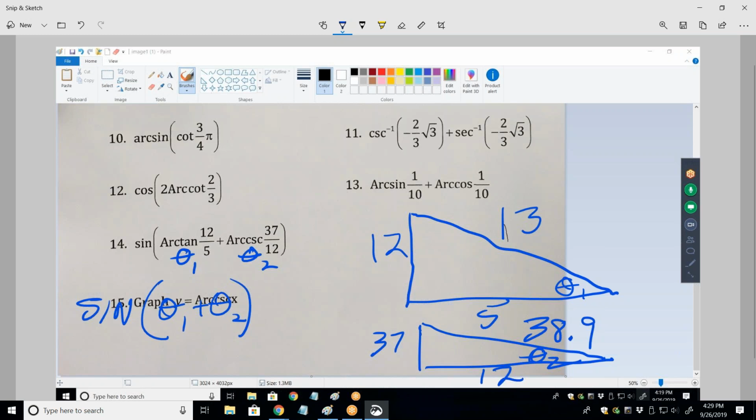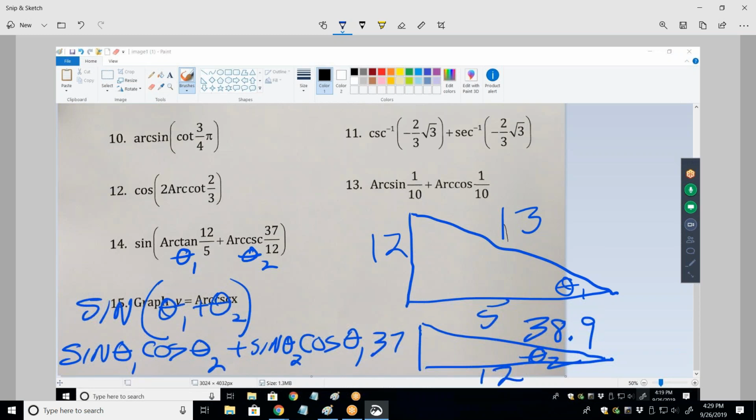Because this is going to use the sine sum and difference. So we're going to get sine of theta 1 cosine of theta 2 plus sine of theta 2 cosine of theta 1. And each of these we can figure out by looking at our triangles.